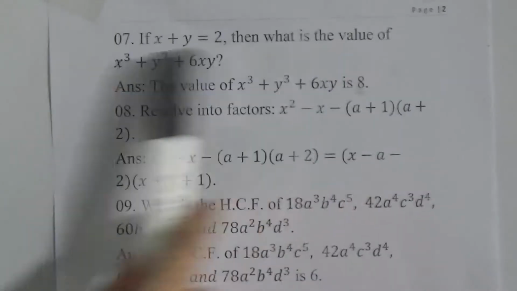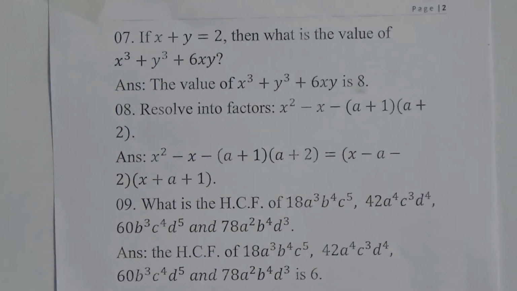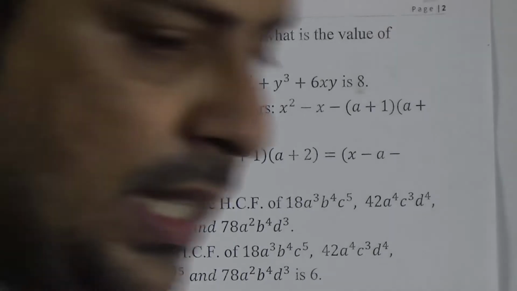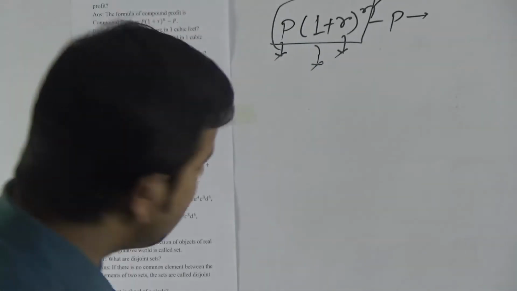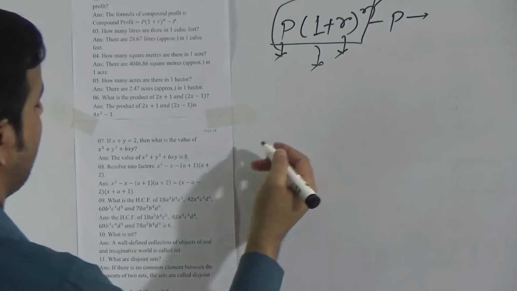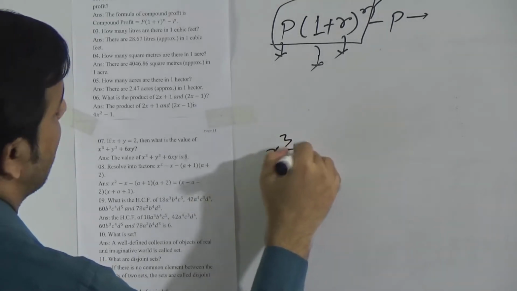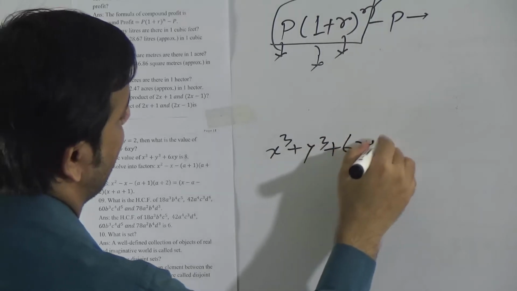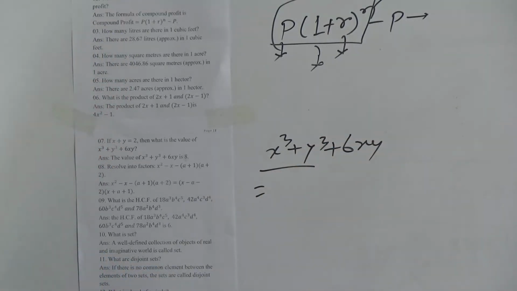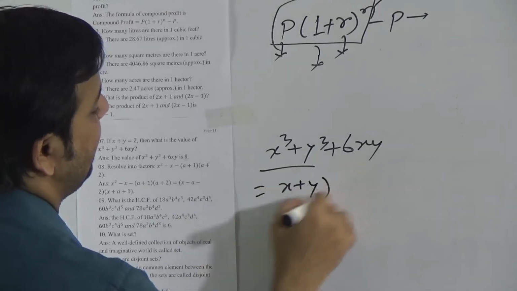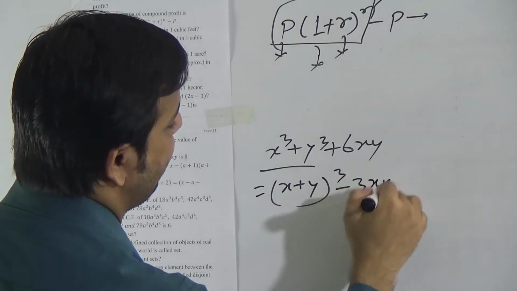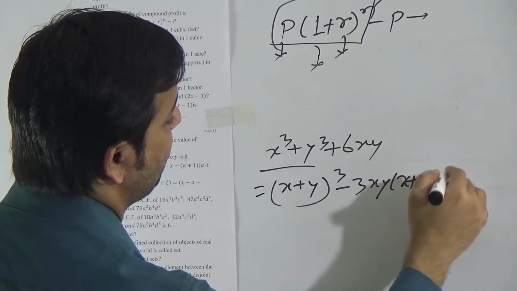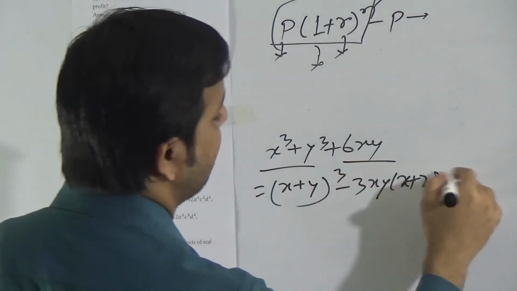Now next question, if x plus y equals 2, then what is the value of x cube plus y cube plus 6xy? Dear students, this is a question of chapter 4. You know how to determine the value of x cube plus y cube plus 6xy. You can use a formula here, that is (a plus b) whole cube minus 3ab into (a plus b). This is the formula for determining the value, and here there is plus 6xy.